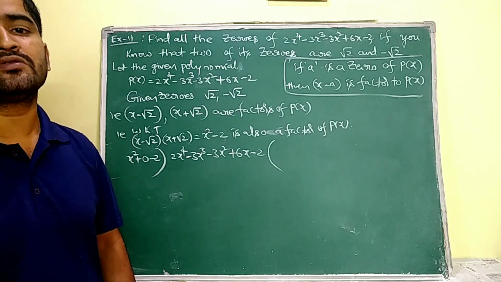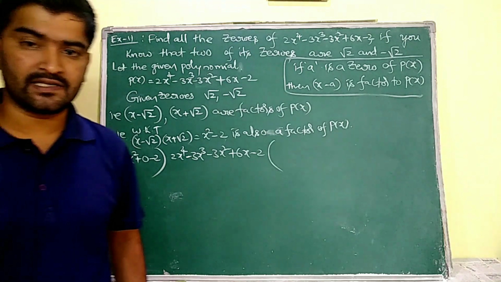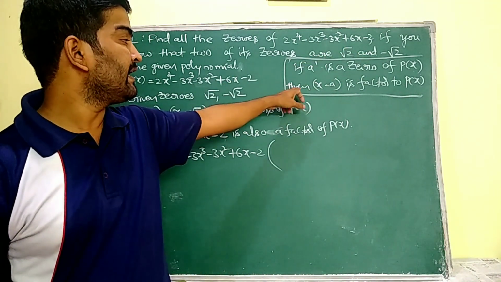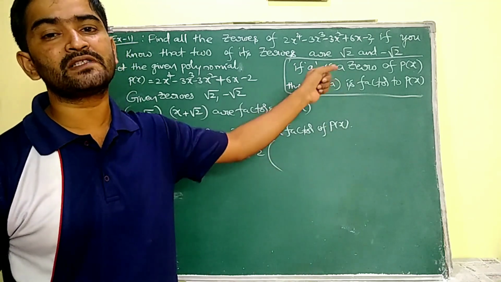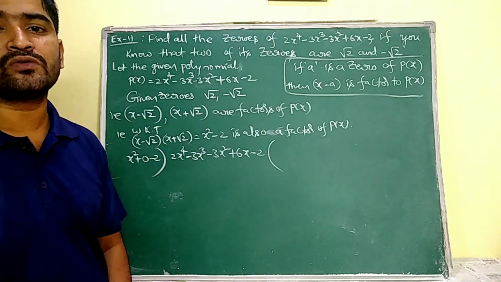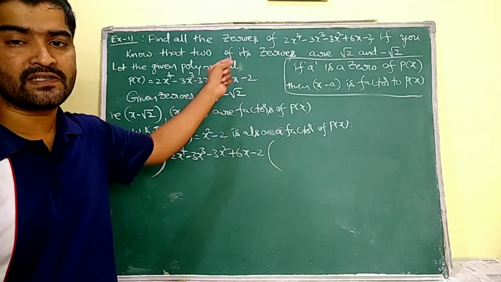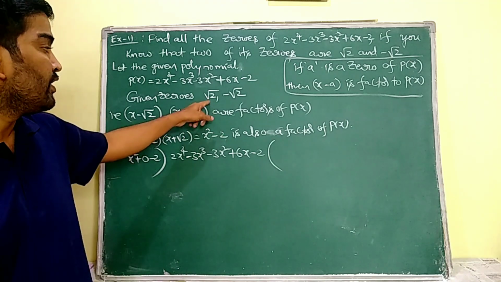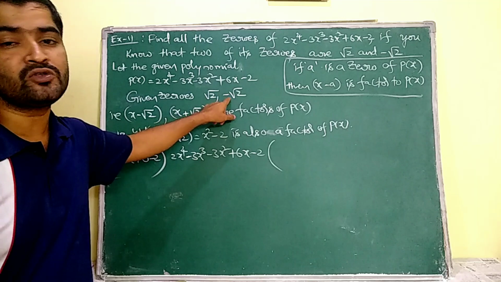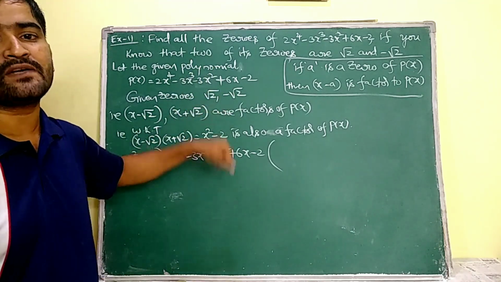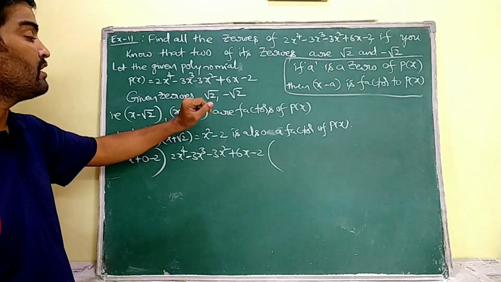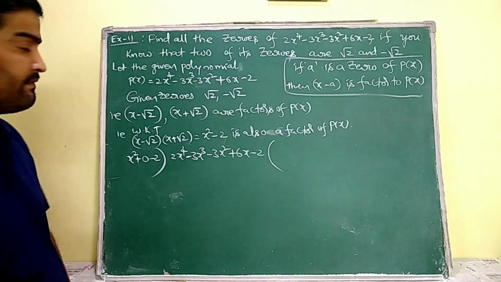For that we have to remember a concept from 9th class. If a is a zero of the polynomial P of x, then x minus a is a factor of the same P of x. Similarly, here root 2 and minus root 2 are the zeros of P of x as given. So if root 2 is a zero, then x minus root 2 is a factor. And if minus root 2 is a zero, then x plus root 2 is a factor. That is why x minus root 2 and x plus root 2 are factors of P of x.